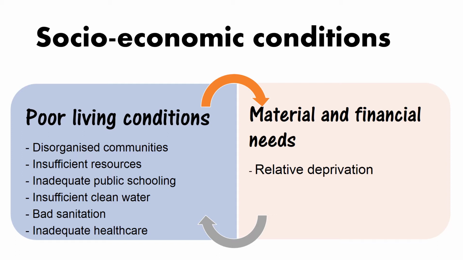robber acquires new items. So when we compare socioeconomic conditions, we speak about something known as relative deprivation. And this is the discrepancy that one perceives between what one has and what one could or should have. Another term is absolute deprivation. And absolute deprivation refers to not having the bare necessities for living.